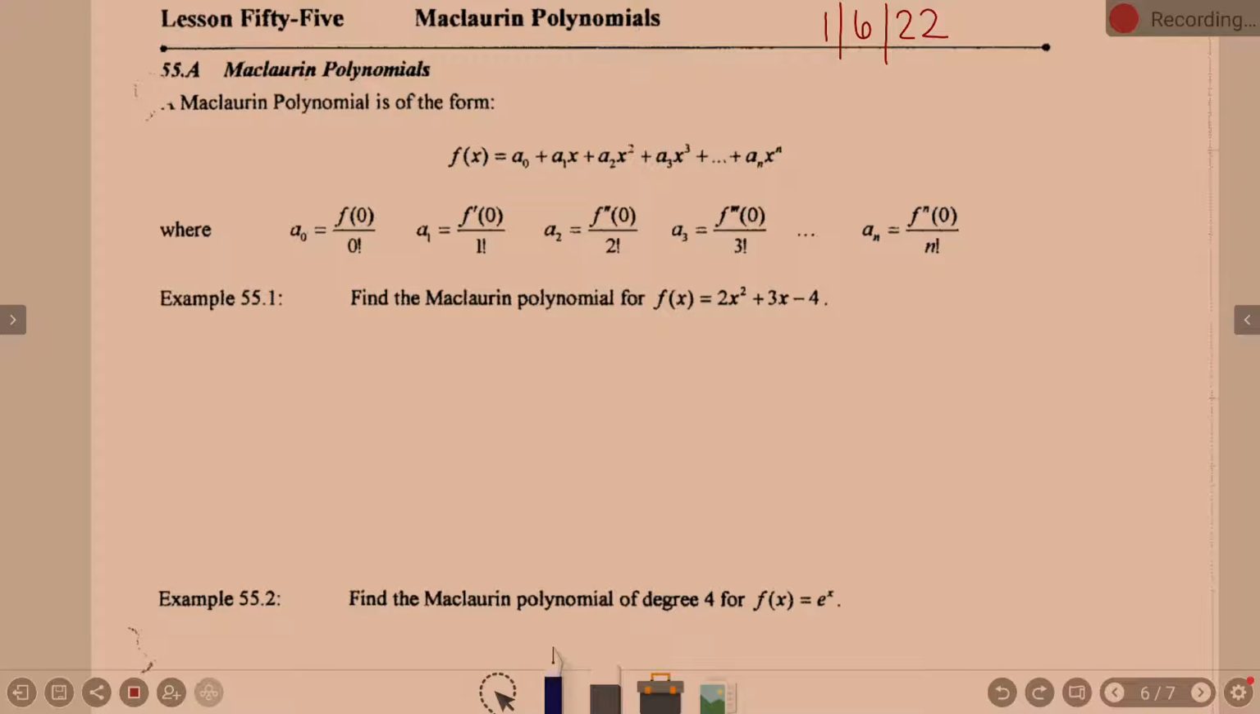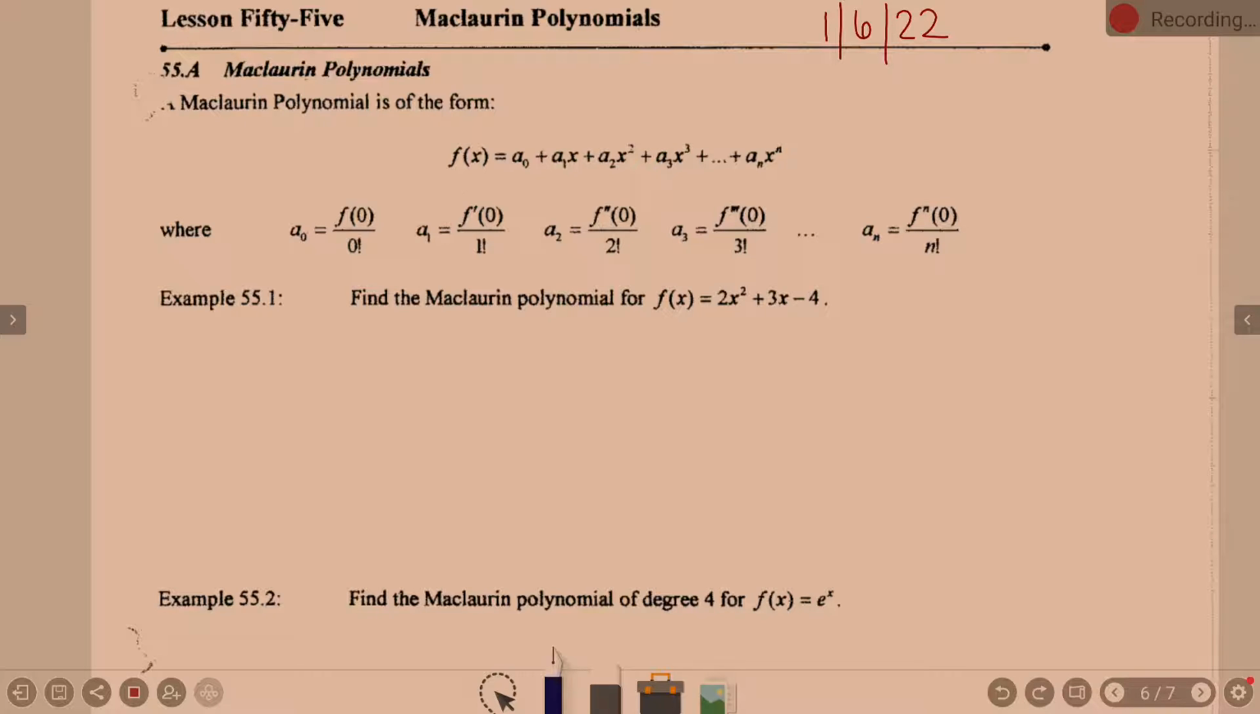a1 x plus a2 x squared plus a3 x cubed, all the way up to an x to the n. And so notice, like here, a2 x squared, that a sub 2 goes with the power x to the second. A sub 3 goes with power x to the third. And right here it defines how we find those coefficients, how we find those a values.